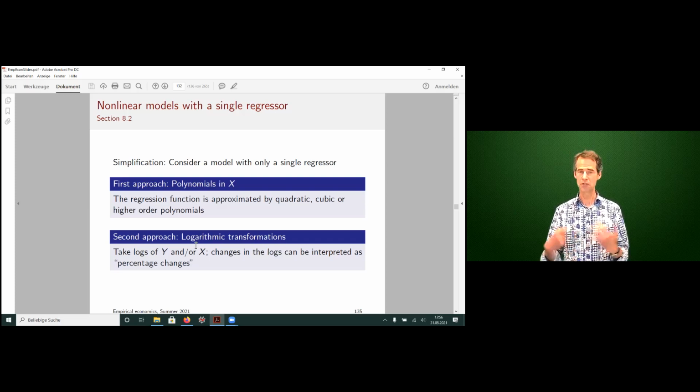We assume, just for simplicity, to be able to write that down more concisely, that we only have a single regressor, but we do that just after the study break. All right. Unless there are any questions, of course. That seems not to be the case. So we have a short break now and see you again in a couple of minutes.